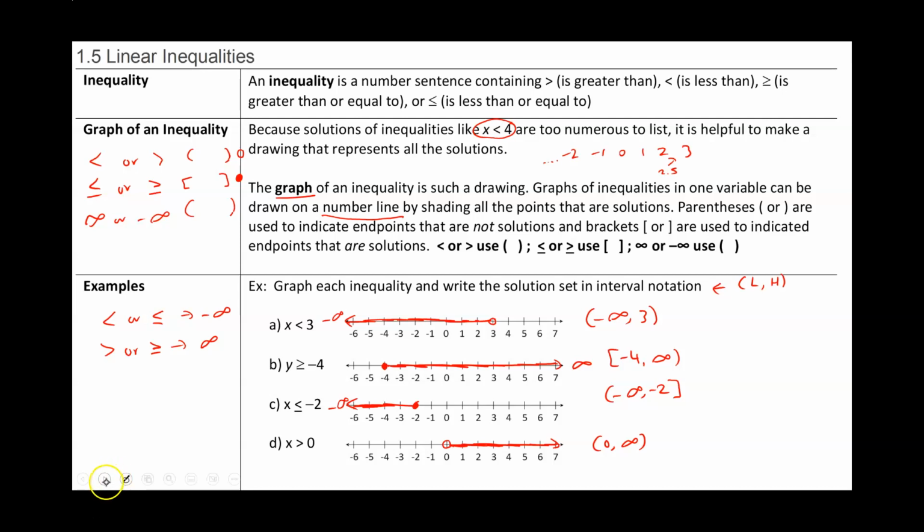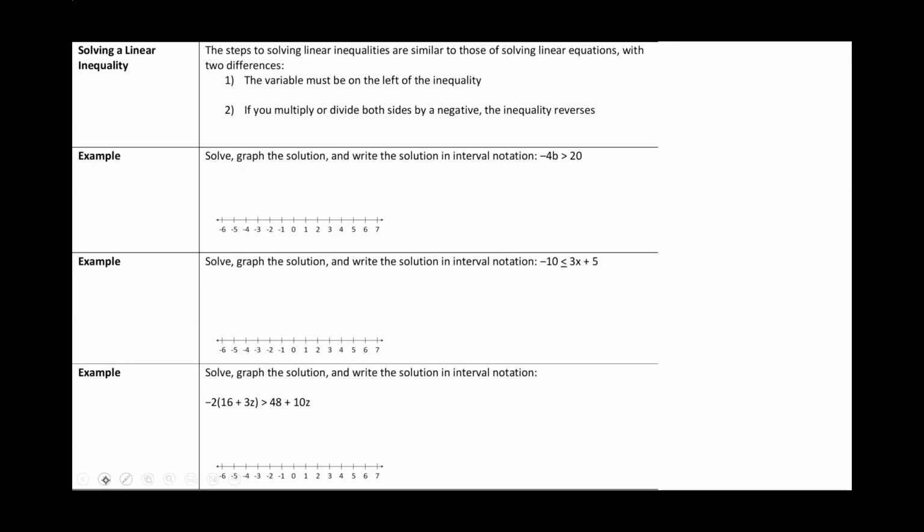Now, we're going to be solving linear inequalities in the next part of the lesson, and then we're going to graph it, and then we're also going to write the solution in interval notation. So solving linear inequalities is very similar to solving an equation, but there are two main differences.